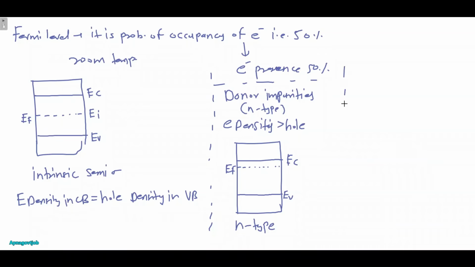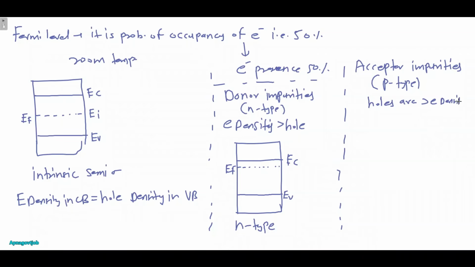Now let's say I add acceptor impurities, that is P type impurities. In this intrinsic semiconductor, what will happen? As I am adding acceptor impurities, the hole density is much greater than the electron density in the conduction band. So now the conduction is because of holes only.